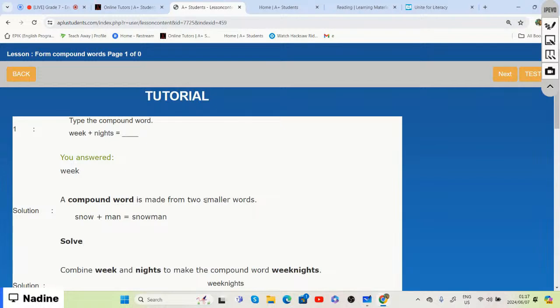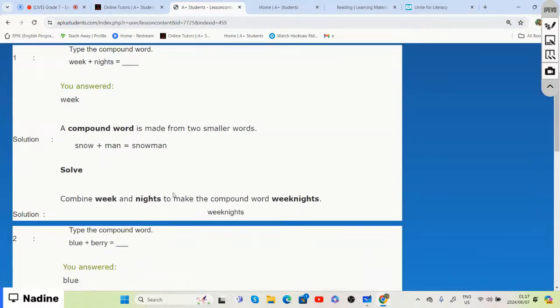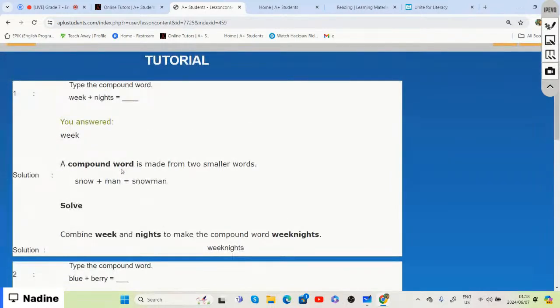All right. So we said that compound words, right? It is made up of two smaller words. For example, snow plus man is snowman, right? And remember, keeping in mind, it needs to be written as one word. So snow plus man is snowman. So now we're going on to the other words, right? It says type the compound word.